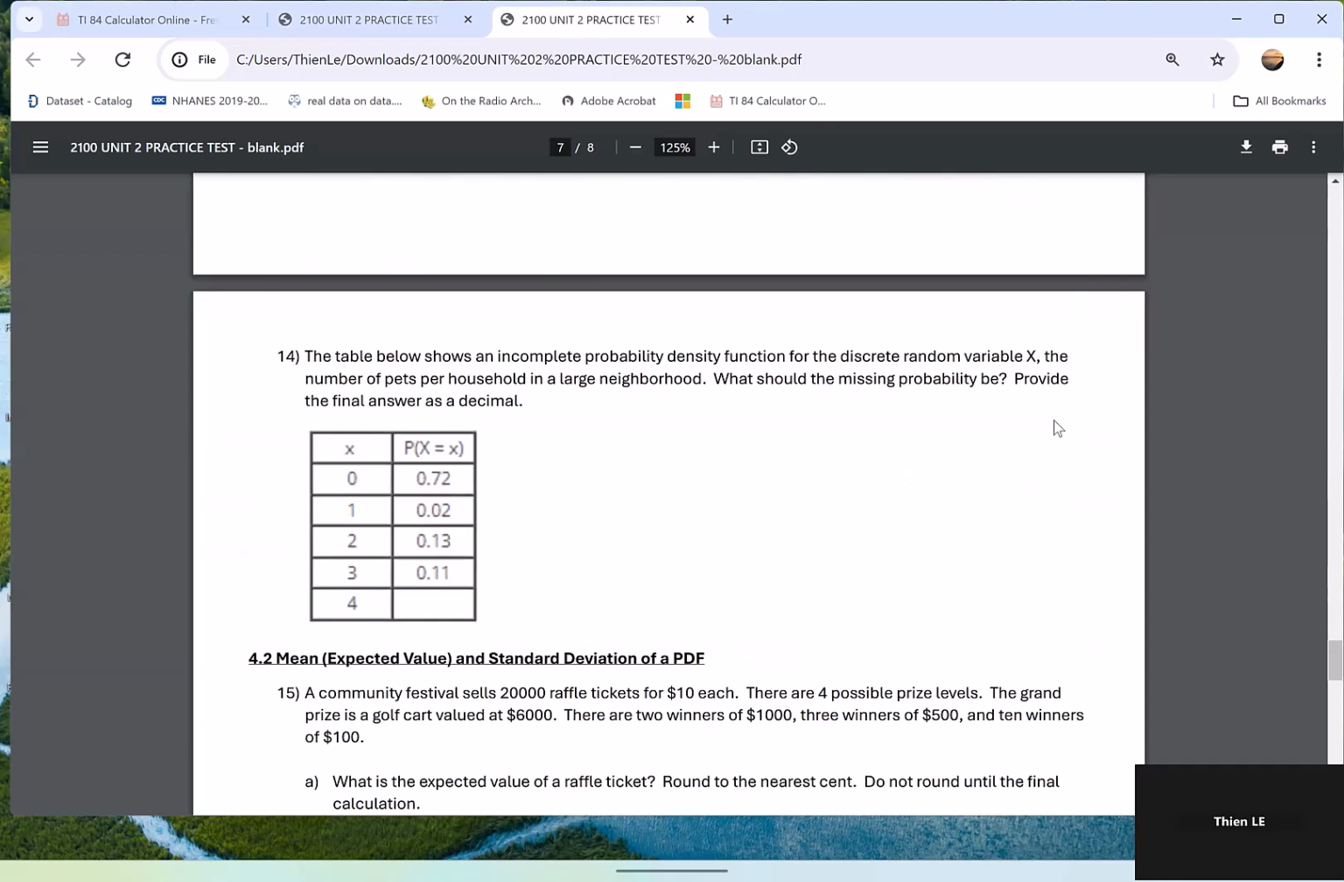14. The table below shows an incomplete probability density function for the discrete random variable X, the number of pets per house in a large neighborhood. What should be the missing probability B? Provide final answer.